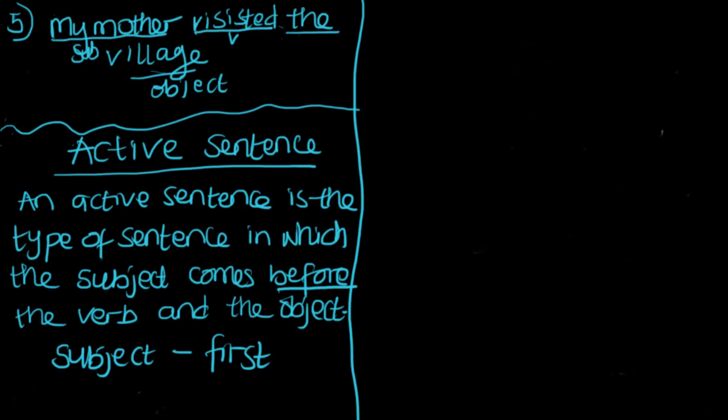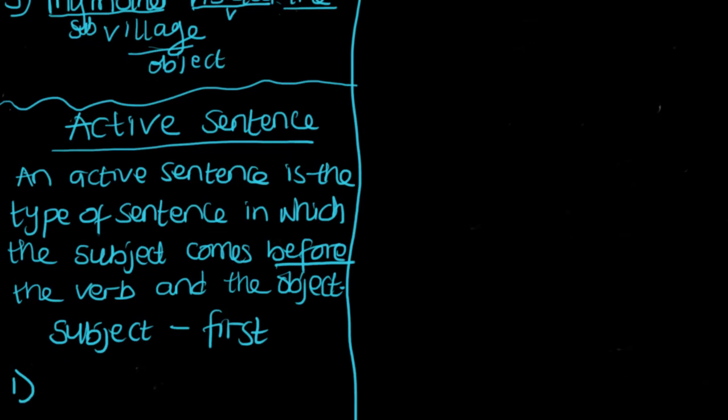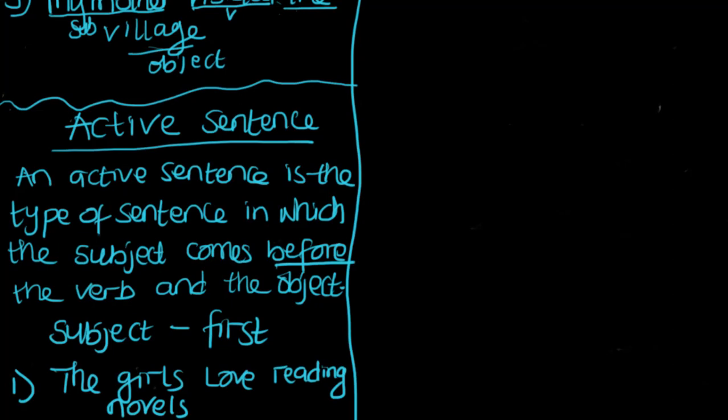Let's just take 4 examples. Number 1, the girls love reading novels. What's the verb? Love, right? What's the subject? The girls. So the subject here is coming before what? The verb. So we call it what? An active sentence. Let's take another example.